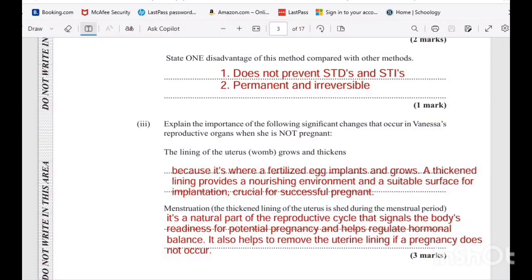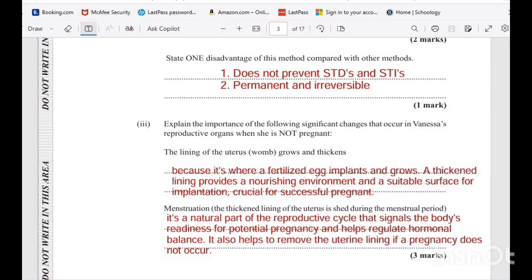One, when we're looking at the lining of the uterus or the womb, we know that throughout the month for females, the wall of the uterus grows and thickens. The reason for this is because this is where a fertilized egg implants and grows and develops into a fully formed baby. The thickened lining of the uterus provides a nourishing environment and a suitable surface for implantation, and it's crucial for successful pregnancy. So even before you're pregnant, your body is preparing for pregnancy.